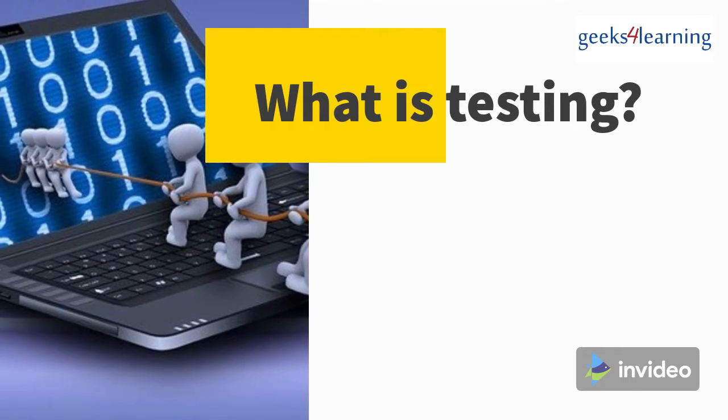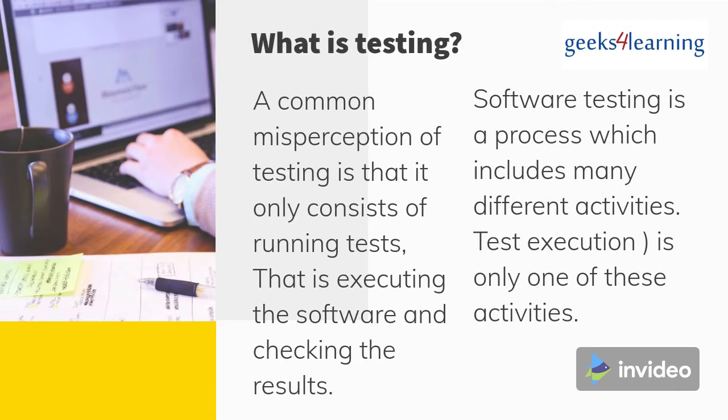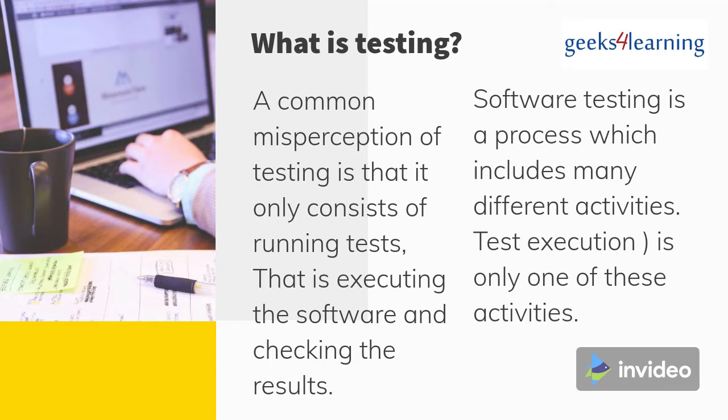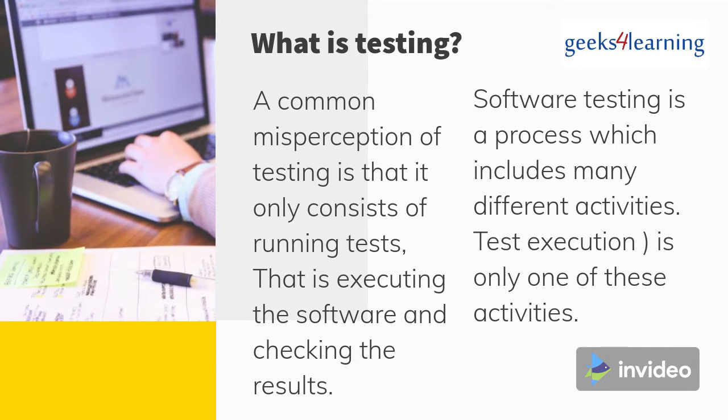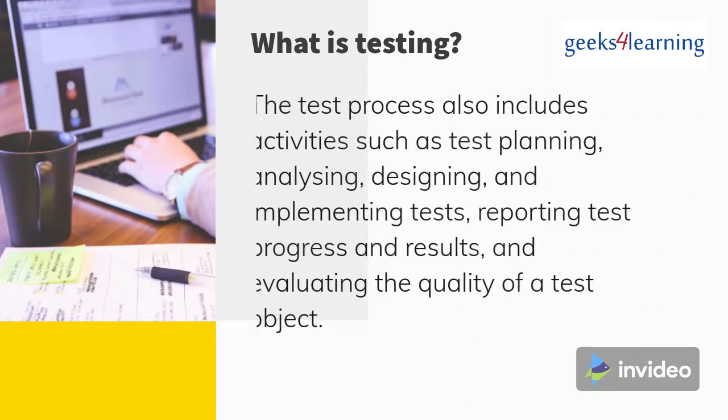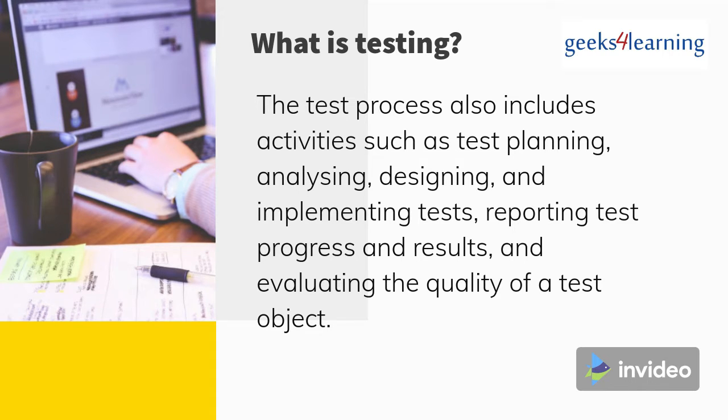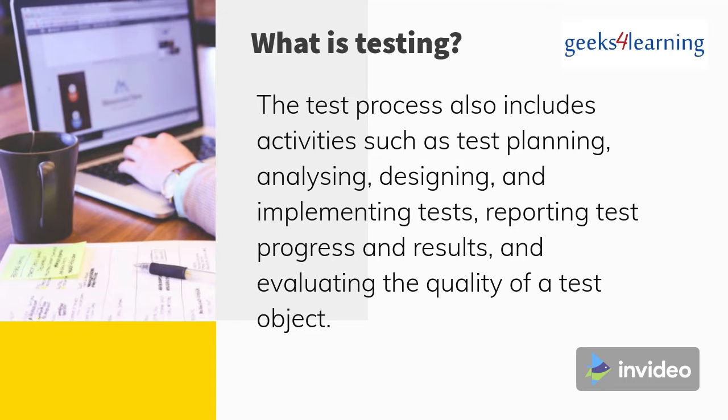What is testing? A common misperception of testing is that it only consists of running tests, i.e., executing the software and checking the results. As described in Section 1.4, software testing is a process which includes many different activities. Test execution, including checking of results, is only one of these activities. The test process also includes activities such as test planning, analyzing, designing, and implementing tests, reporting test progress and results, and evaluating the quality of a test object.